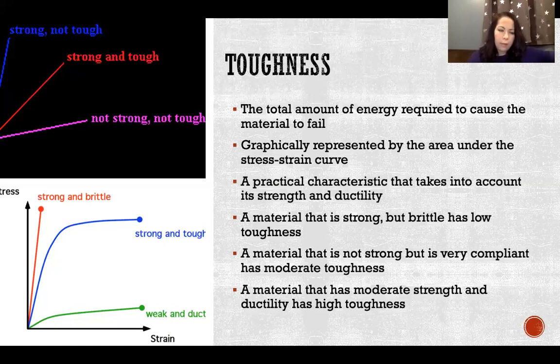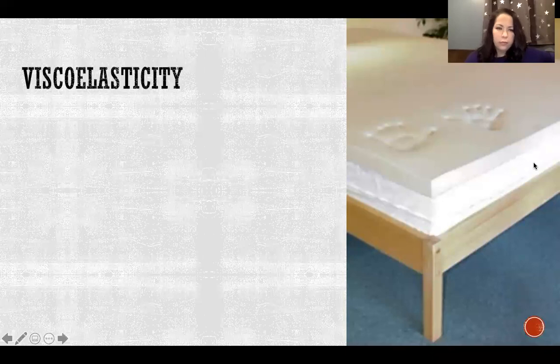So like in the bottom picture here, that red line is showing strong and brittle or stiff. The green line, weak and ductile. So that would be like silly putty. And then a balance of the two, that blue line, you see that we have a much greater area under the curve. That means that there's much more toughness. It's strong and tough. Okay, viscoelasticity.